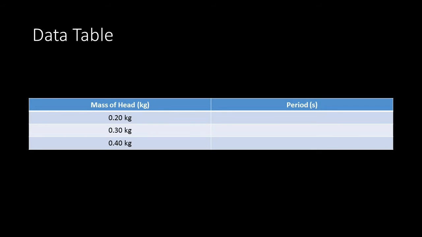Let's make a data table. You can make the same one in front of your classroom. The mass heads of our experiment were 0.2 kilograms, 0.3 kilograms, and 0.4 kilograms. A couple of my AP students were nice enough to find the period regarding each mass head. They found that it was 0.2, 0.24, and 0.28 seconds, respectively.